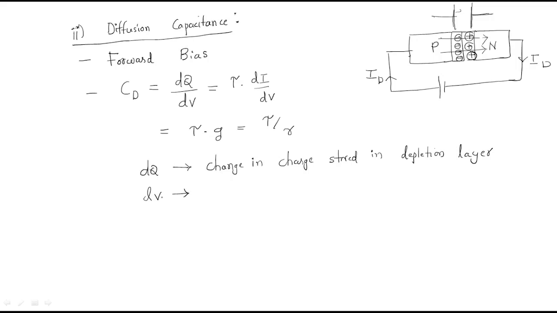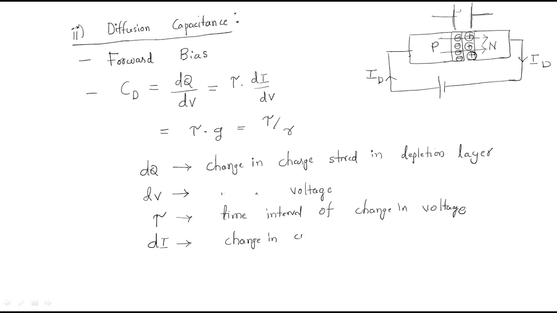dv is the change in voltage. Tau is the time interval of change in voltage. Di is the change in current. Okay, small g is the diode conductance. Small r is the diode resistance.